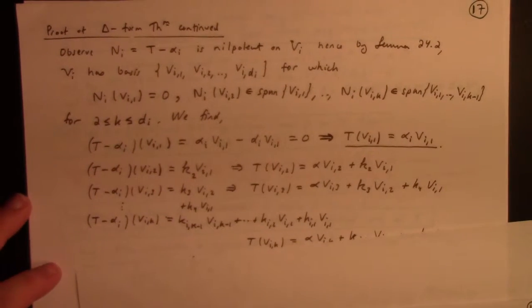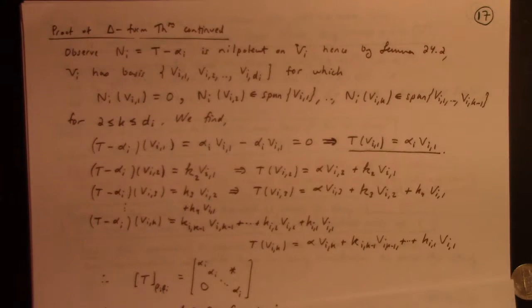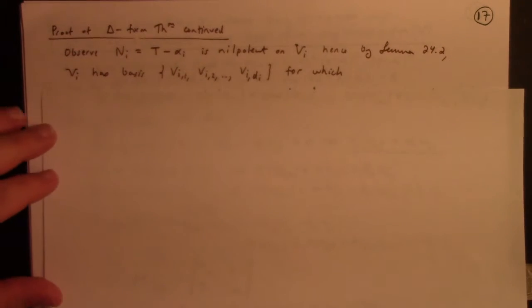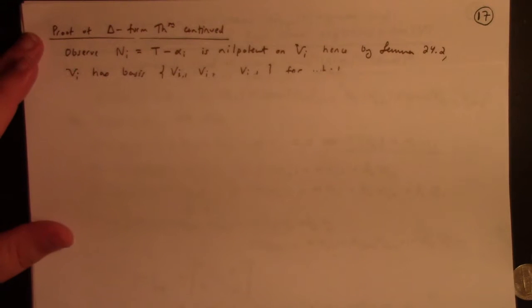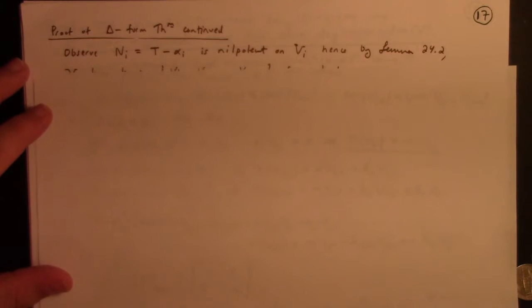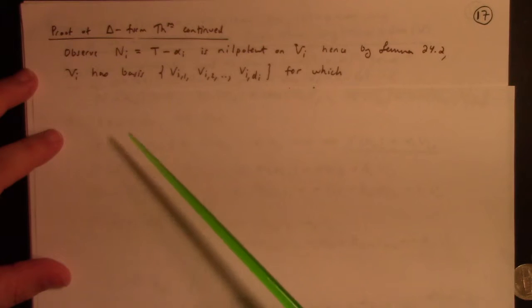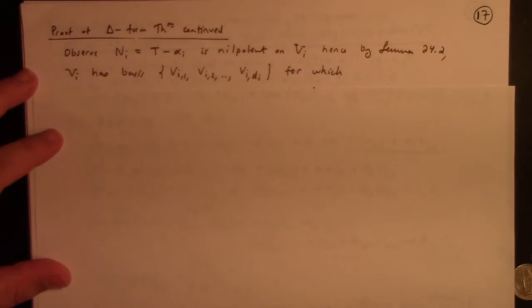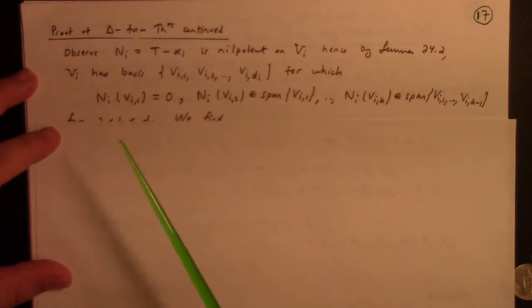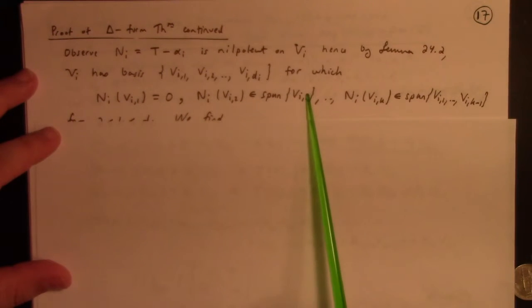All right. So now we can continue to prove the triangular form theorem because we got this lemma, which we will use. Lemma 24.2, which we just got done looking at. So the N i is T minus alpha i. That's nilpotent on V i. Hence, by Lemma 24.2, there exists a basis, like so. Ooh, double indexing, very exciting. For which N i of V i1 is 0, N i of V i2 is in the span of V i1, and then so forth and so on, right?